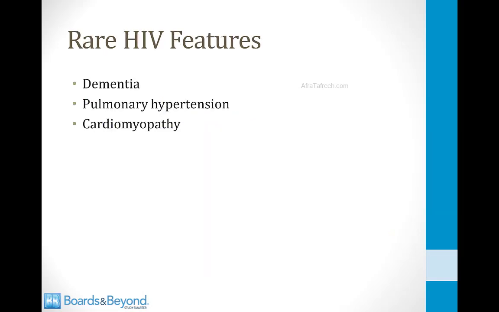There are some rare features of HIV infection that sometimes occur. HIV patients sometimes develop dementia. The virus can infect macrophages and get into the central nervous system and also infect microglia cells. And there are a number of neurocognitive issues that HIV patients can develop. There is a pulmonary hypertension associated with HIV infection. The mechanism is not clear. And then finally, patients with HIV can develop a number of cardiovascular problems, including potentially a cardiomyopathy and heart failure.